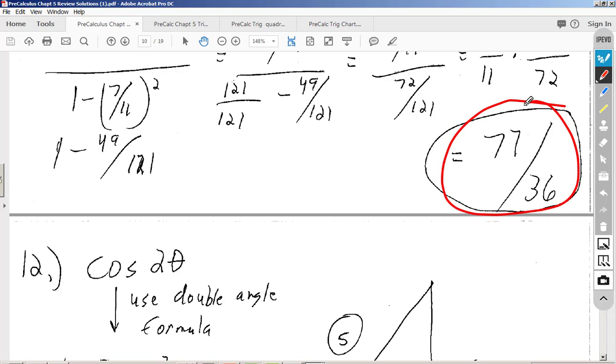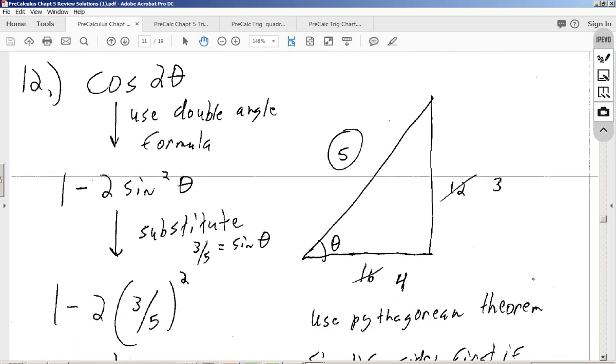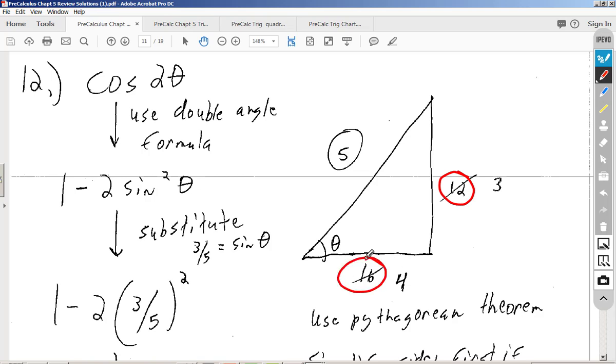Okay, on number 12. Number 12 says, I've got the cosine of 2 theta, and it says, use the figure to find the exact value of the trigonometric function, the cosine of 2 theta. I'm going to notice that on my original figure, I've got a 12 and I've got a 16. If you can reduce those down to make it a little bit easier, it's worth doing. Both can be divided by 4, so I can reduce this down to a 3 and a 4. That makes it a little bit easier to work with my Pythagorean theorem.